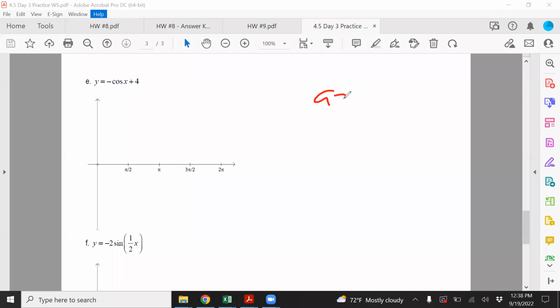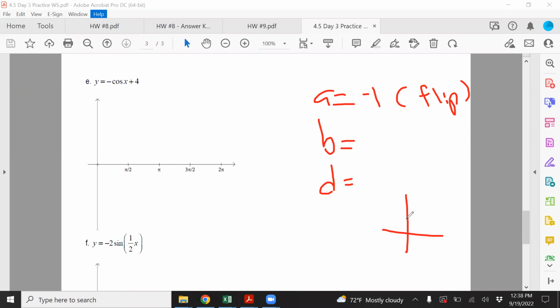Okay, A, B, D. A is -1, so you're going to flip. What does that mean? Instead of the cosine tradition, it looks like this. It'll be the other way around. B is 1 and D is 4. So my amplitude is 1. My period is 2 pi. You guys got it, 2 pi.